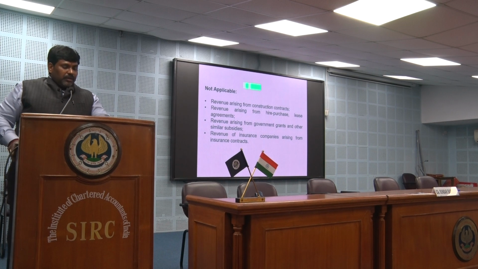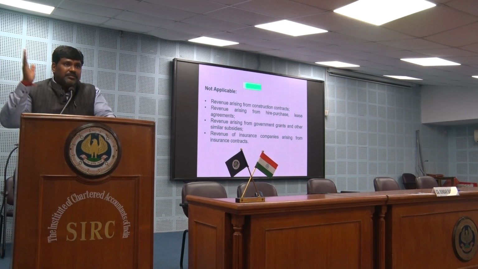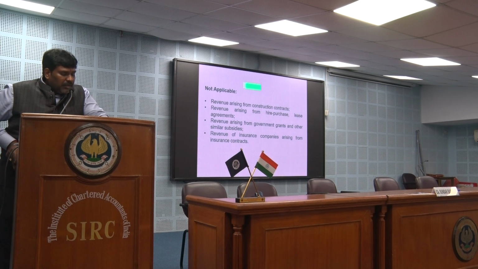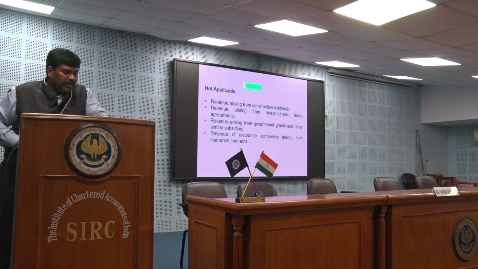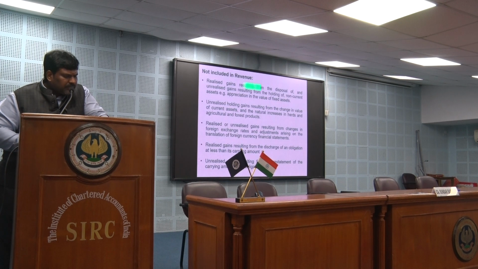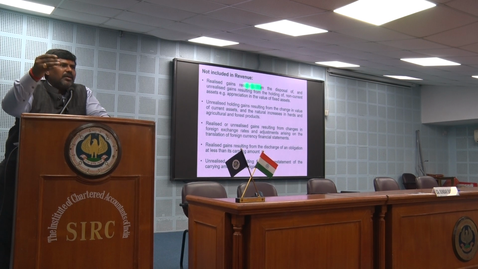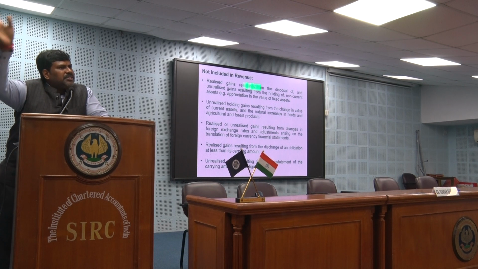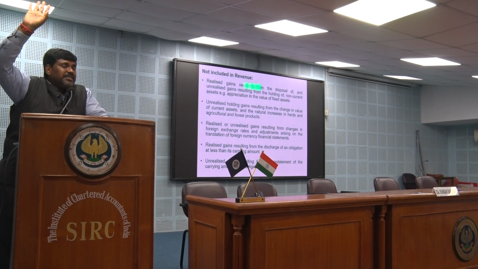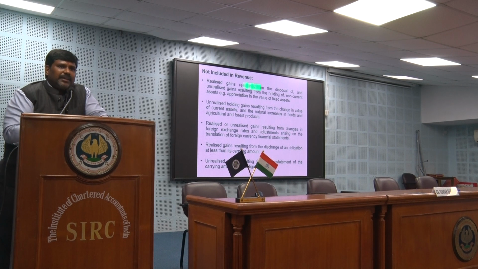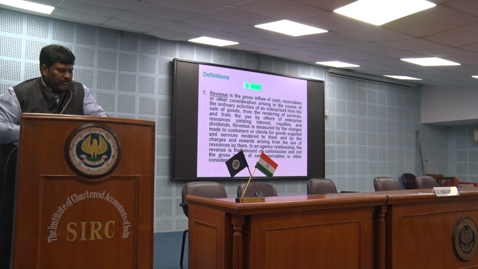AS9 is not applicable for revenue arising from hire purchase or lease, covered by AS19. Revenue arising from government grants, which are covered by your AS12, and again revenue of insurance companies arising from insurance contracts. These components are not included for the purpose of this revenue recognition. Mostly your unrealized gains, and realized gains on disposal of an asset, which is covered by your AS10, have already been given. So these standards do not talk about those revenues.